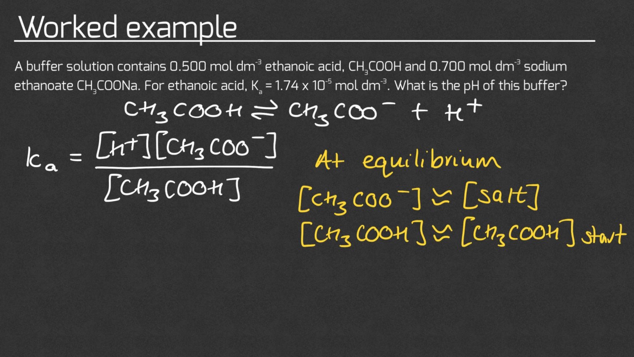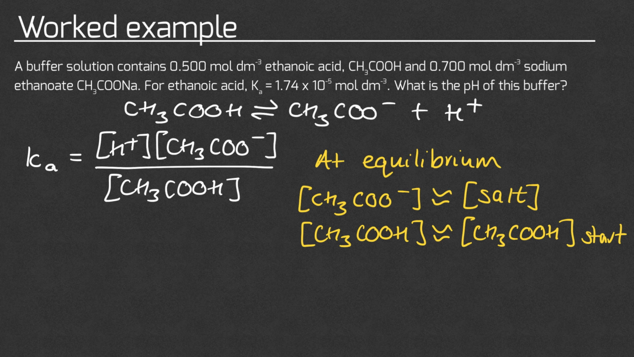So just like with Ka, we make a couple of assumptions when doing buffer calculations. We assume that at equilibrium, the concentration of the negative ion is equivalent to the concentration of the salt that we added. And that's because the weak acid doesn't really dissociate into its salt. So we can assume that all of the negative ion comes from whatever salt we chose to add to it. Likewise, because that weak acid doesn't really dissociate, we can assume that the concentration of the weak acid at equilibrium is the same as the concentration of the weak acid at the start.